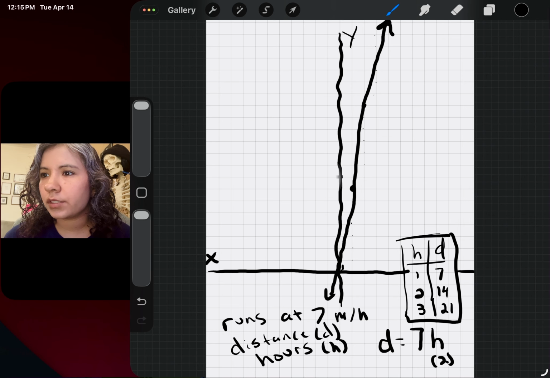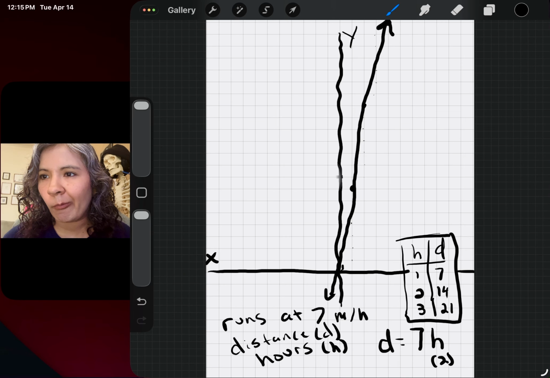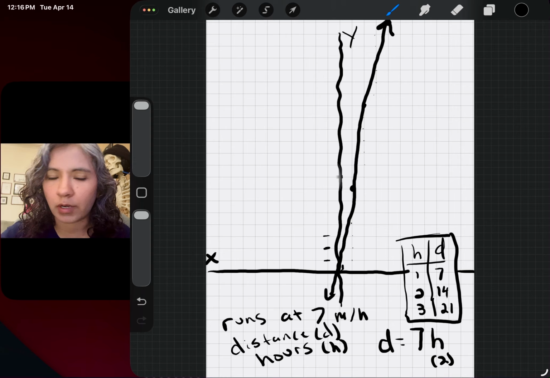We can always adjust the scale if we need to. I did it as hours. We could change the scale to where 1 mark is every 2 hours or something like that, so the graph is smaller.